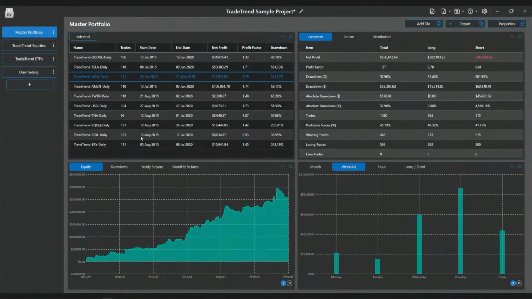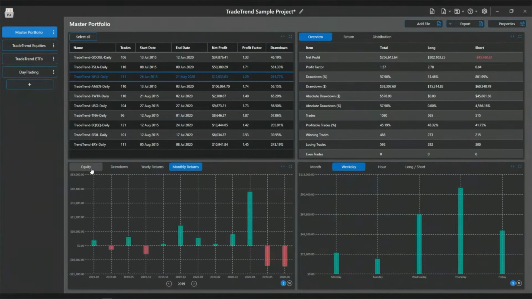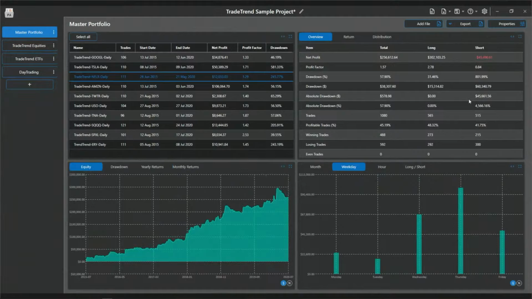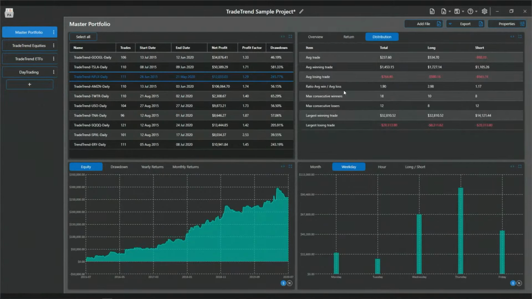And in addition, you also see at the bottom here the equity evolution of all those strategies put together. In terms of equity, but also in terms of drawdown, yearly returns, or monthly returns. In addition to all this, we have a whole set of metrics that come along with our portfolio, such as net profit, profit factor, drawdown, absolute drawdown, number of trades, and so forth. We analyze what is the average return, monthly or yearly, generated by this portfolio backtest, as well as what kind of trading behavior this portfolio has.